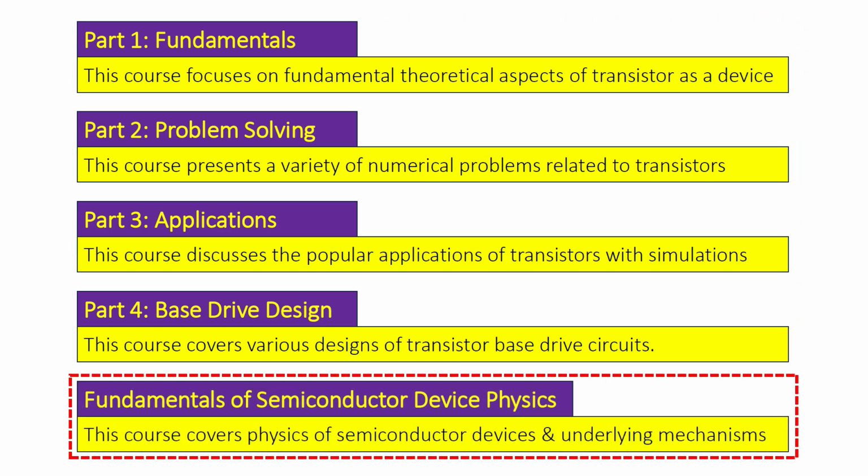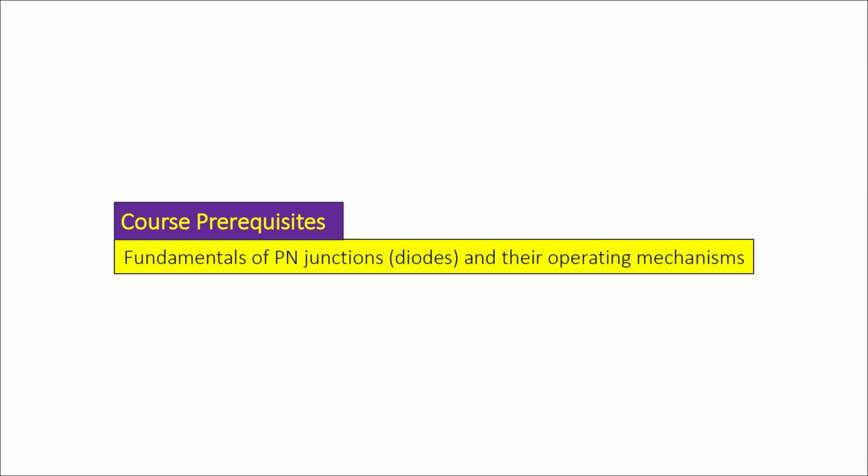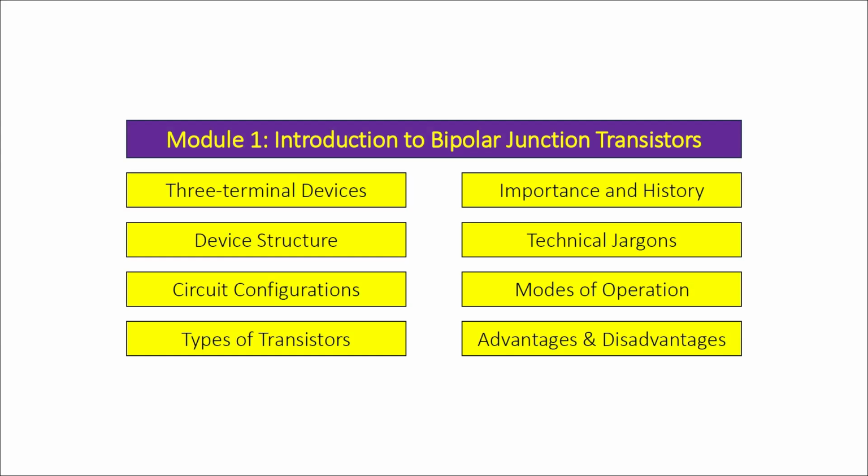The final course in the series, titled Fundamentals of Semiconductor Device Physics, helps students understand the fundamental concepts related to semiconductor device operation and underlying operating mechanisms. As transistors heavily draw their operating mechanism from PN junction devices, familiarity with diodes forms a prerequisite for this course. If you are looking for a detailed course on diodes, I have one featured course available on my instructor page. This course comprises 12 modules, each carefully designed to enhance your understanding step by step.